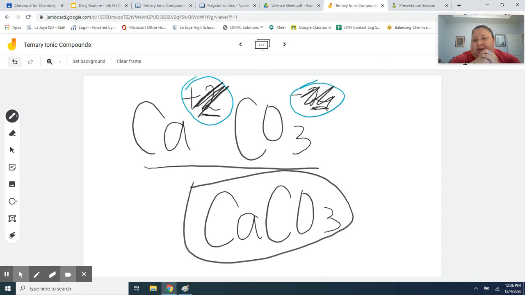Same rules for binary. And we did the same thing when we talked about formula writing for binary. If they are the same number, it doesn't matter if it's a plus and a minus, they cancel out and everything just comes together. Okay?